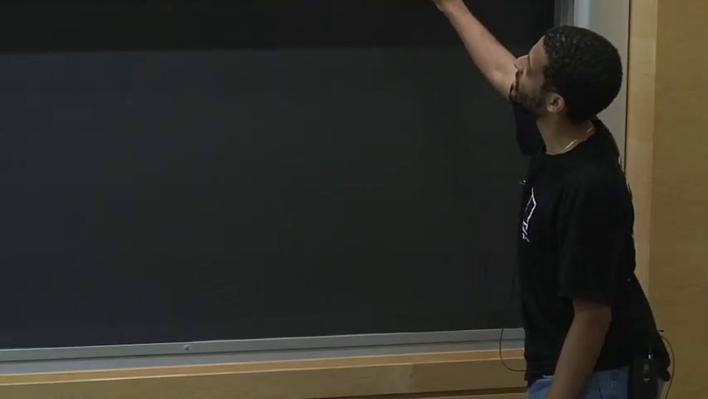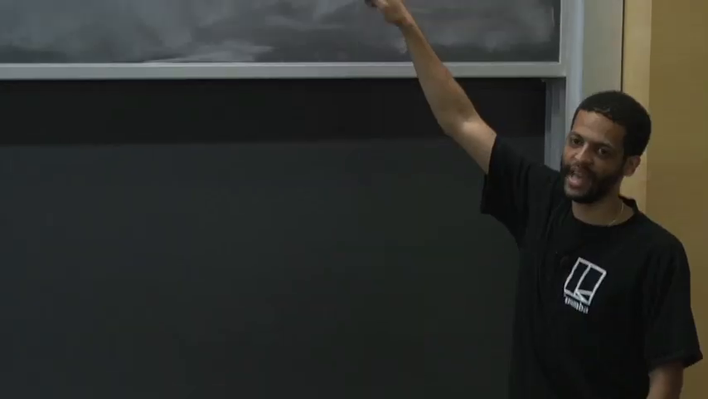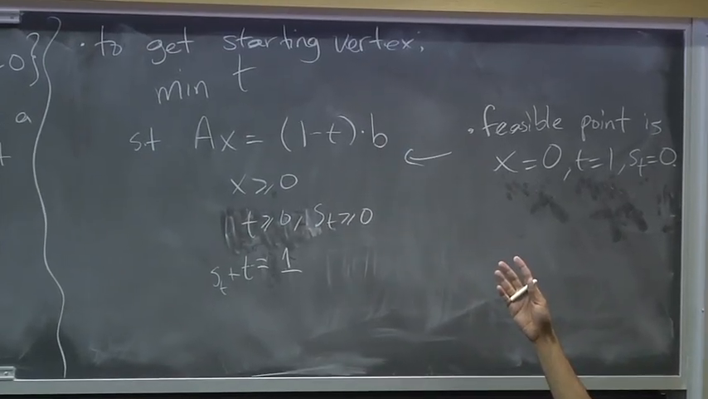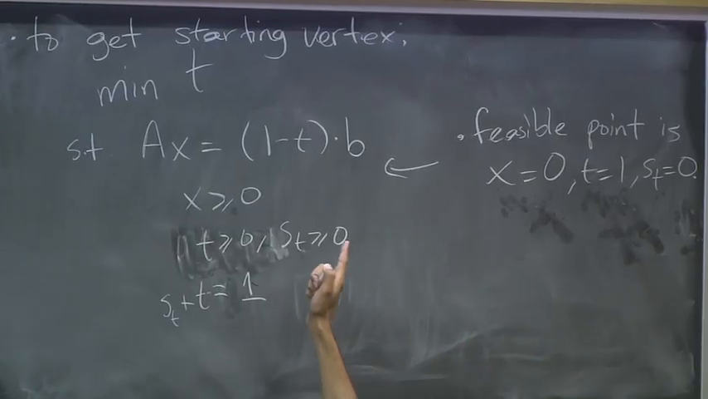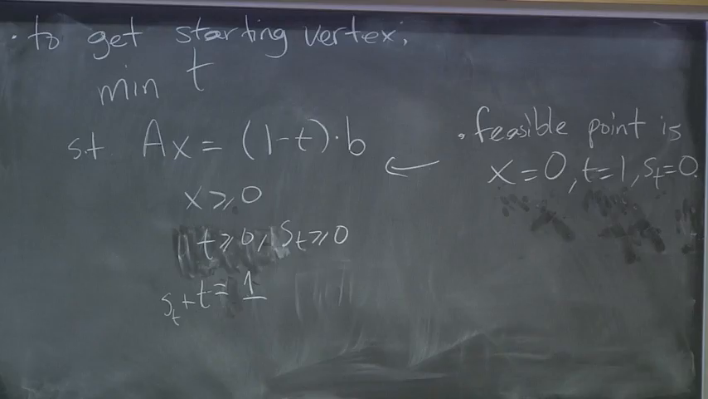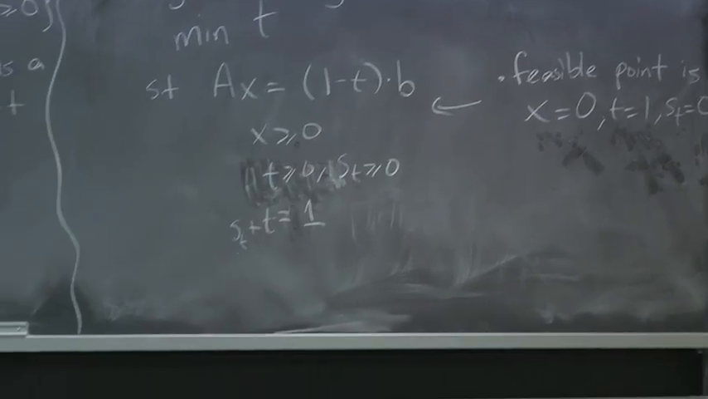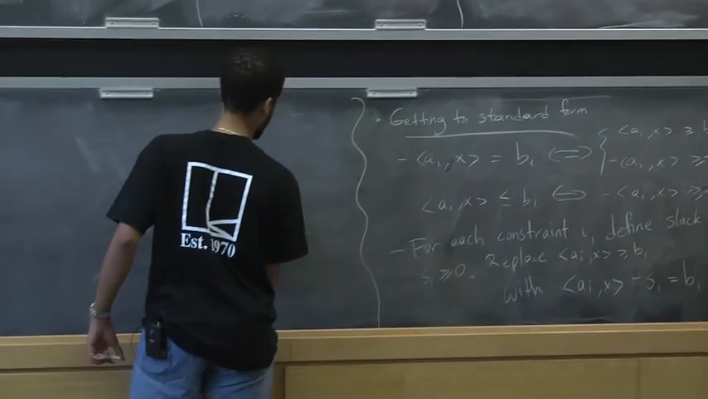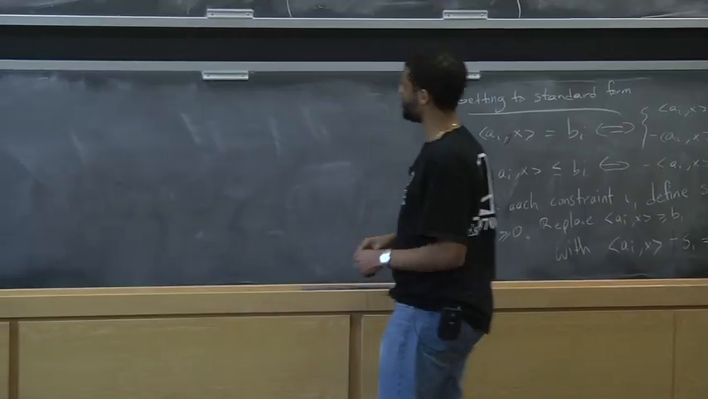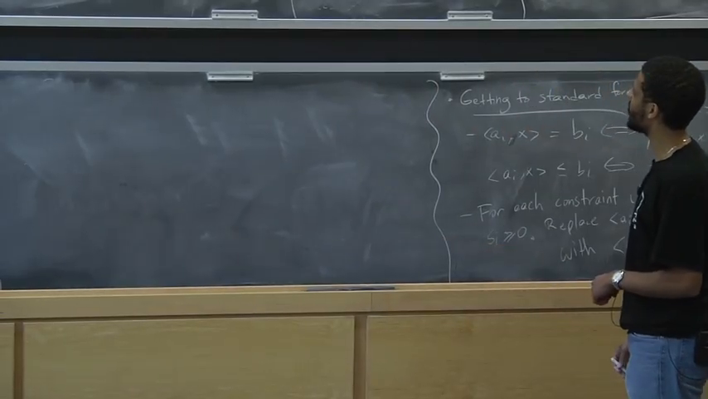Right, and the point is, you're trying to minimize t, so what you hope is that the optimal t will be 0. And when t is 0, what do you have? You have Ax is equal to b. So you have a feasible point now. And actually, the point you get will be a vertex for the original thing. Okay, good. So we know how to get a starting vertex, but I want to say more about vertices.